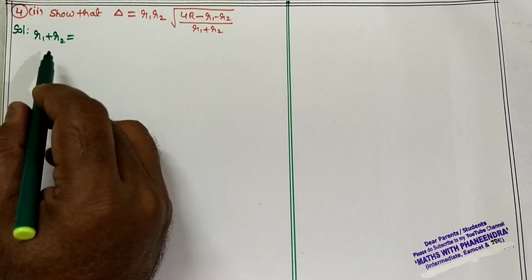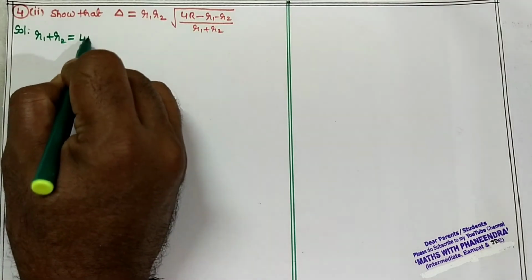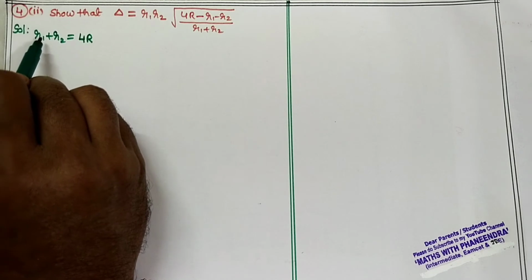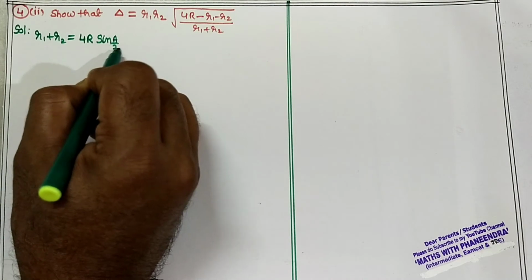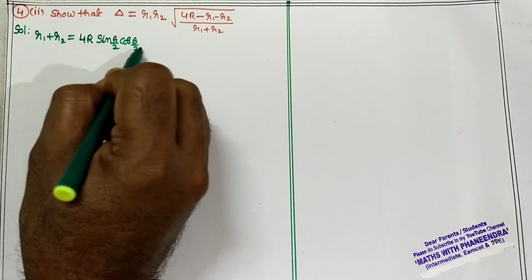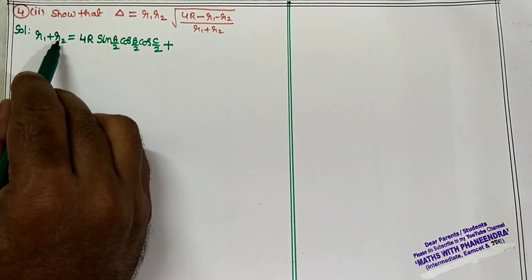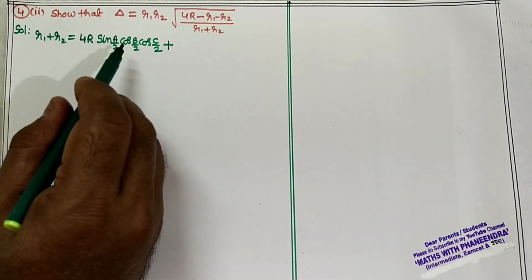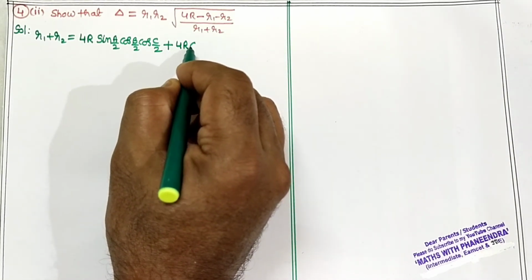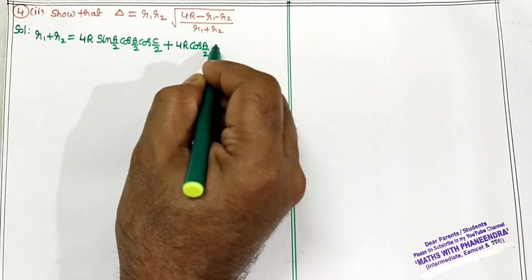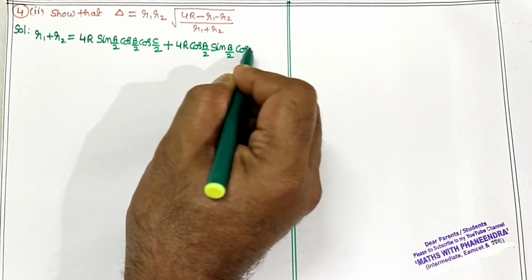Observe, in this step we are applying the r1 value, which is 4 into capital R. R1 means related to the first angle, so first angle is sine, remaining is cos: sin A by 2, cos B by 2, cos C by 2, plus R2, which means second angle will be sine, remaining is cos. So 4 into capital R, cos A by 2, sin B by 2 into cos C by 2.